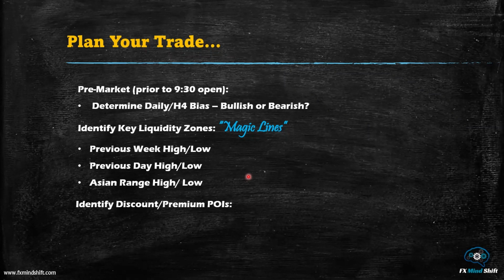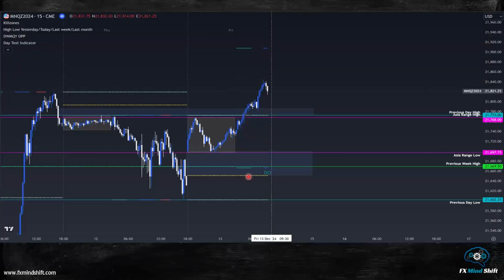We're also going to be identifying discount and premium POIs. So we're going to be looking at things like order blocks and imbalances that also coincide with those liquidity zones, those magic lines. And if they have an overlapping confluence, it's usually a much better setup, right? Or a much stronger confirmation. So on a chart, it's going to look something like this.